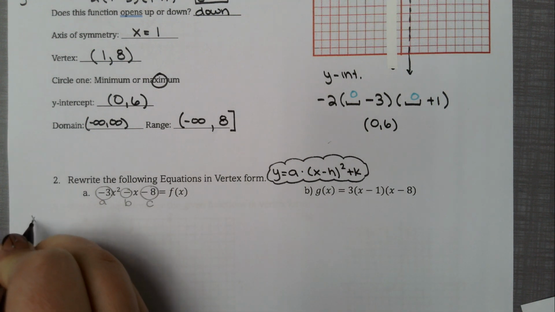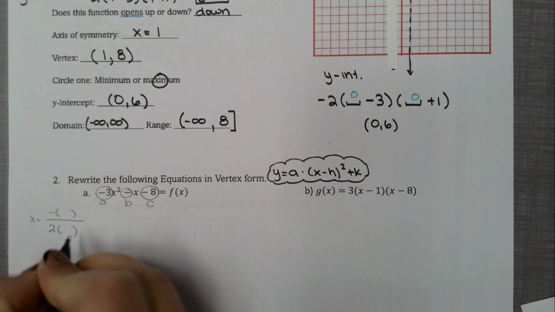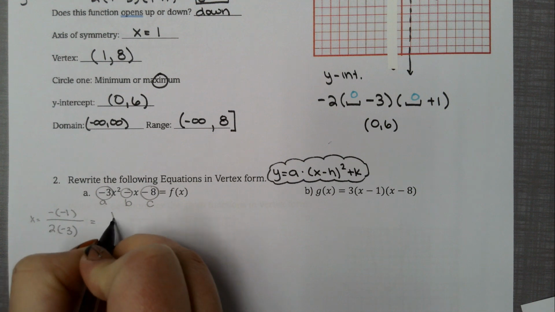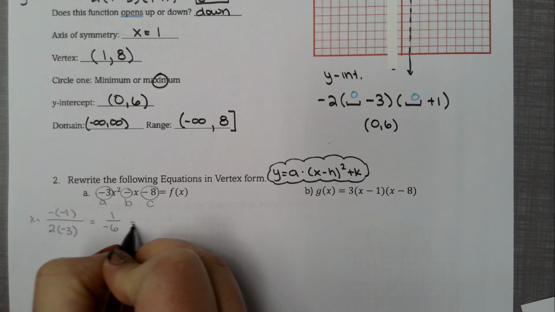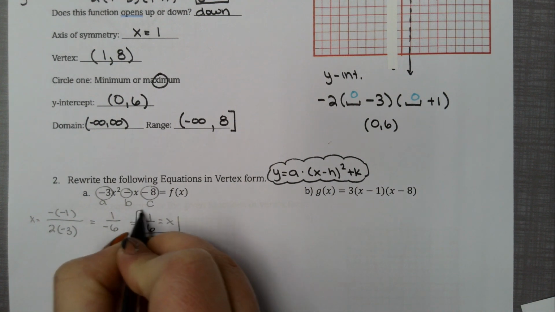So to solve for the axis of symmetry, we're going to go negative b divided by 2a. So b is negative 1, a is negative 3. So we have 1 over negative 6, which means we have negative 1/6 as our axis of symmetry.